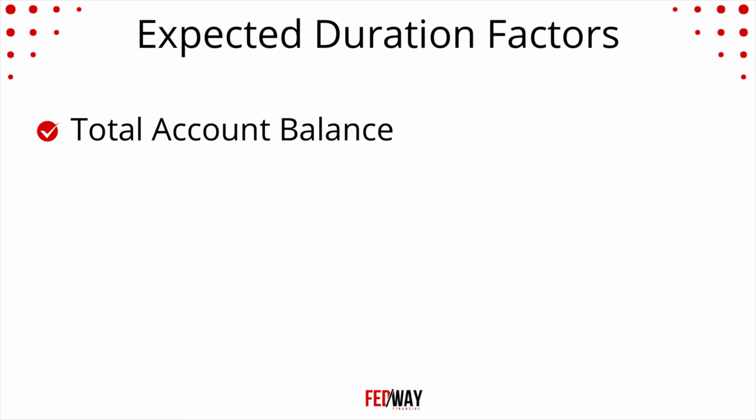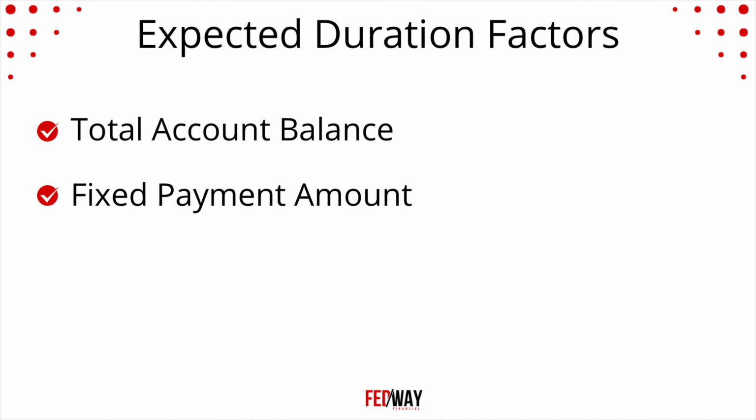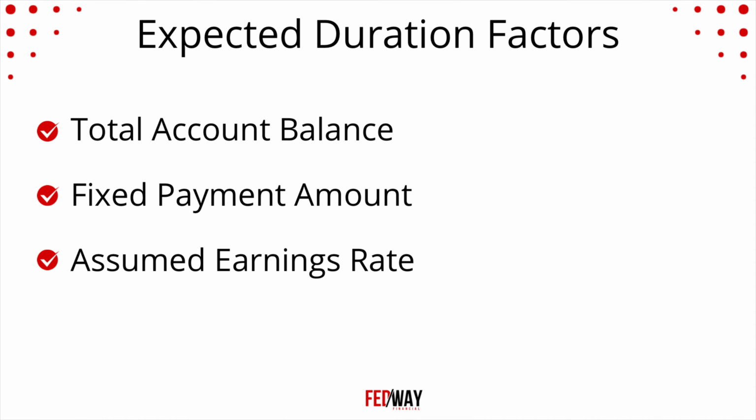Let's now discuss how the fixed dollar amount works. With this option, you can choose how much you want to get in each payment, as long as the amount is at least $25. This choice provides a lot of flexibility because at any time, you can change the amount, frequency, or payment source of your installment. When you set up a fixed installment plan, the TSP will calculate the expected duration of your payments based on your total account balance, the payment amount that you choose, and an assumed earnings rate.